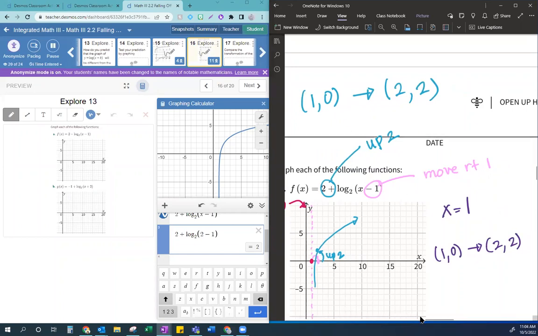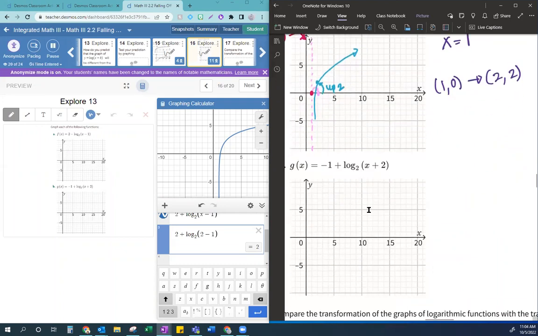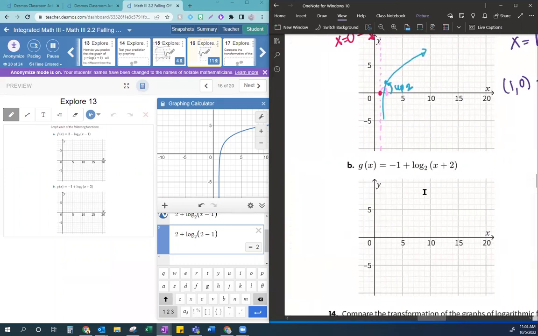Okay, so for those of you who didn't get this, no problem. Look, there's another one for you to try. So right now, what I would like you to do is I would like you to try this. So pause, try this, and tell me the 2 things. Where did my asymptote go? And where did my point (1, 0) go? Okay.